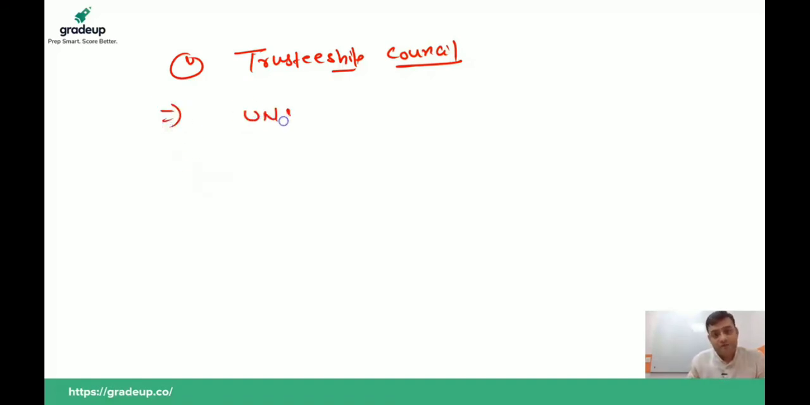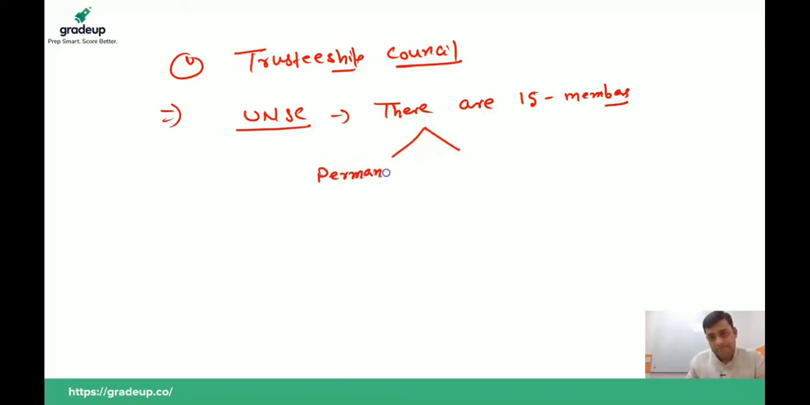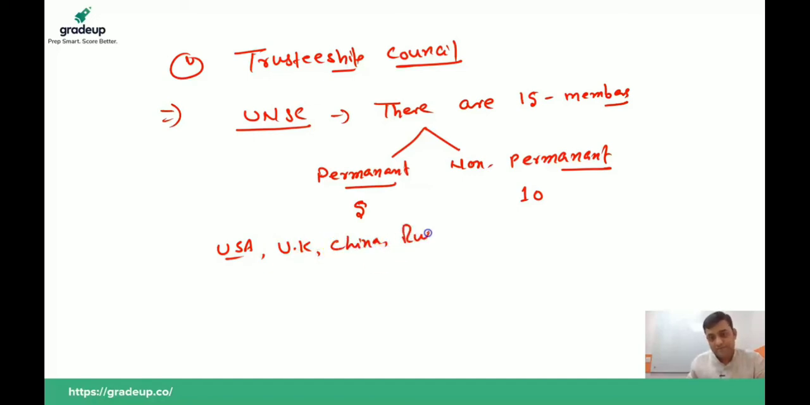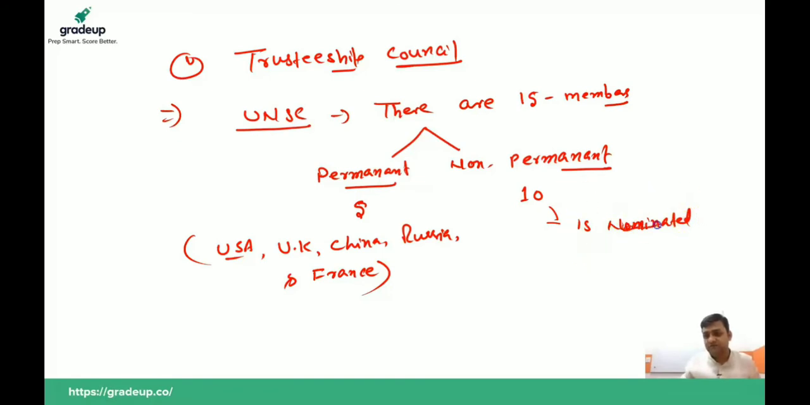Remember one thing, in the UN Security Council there are 15 members. It is permanent and non-permanent. Five are the permanent members and 10 are the non-permanent members. USA, UK, China, Russia, and France. They are the five permanent members. This is most important. And the 10 non-permanent members keep on changing after every 2 years. Each non-permanent member is not nominated, is elected for a period of 2 years. Don't forget this.